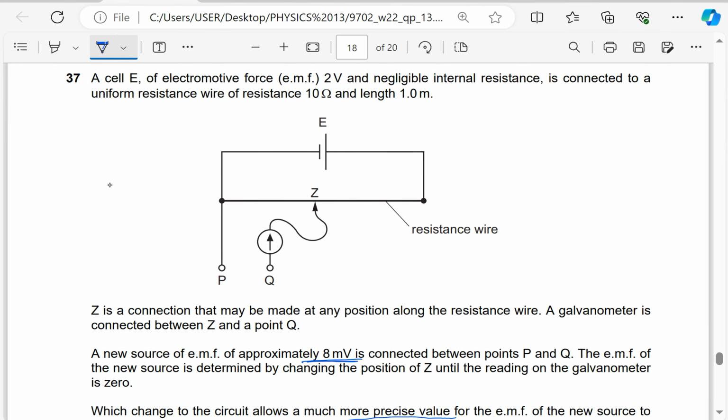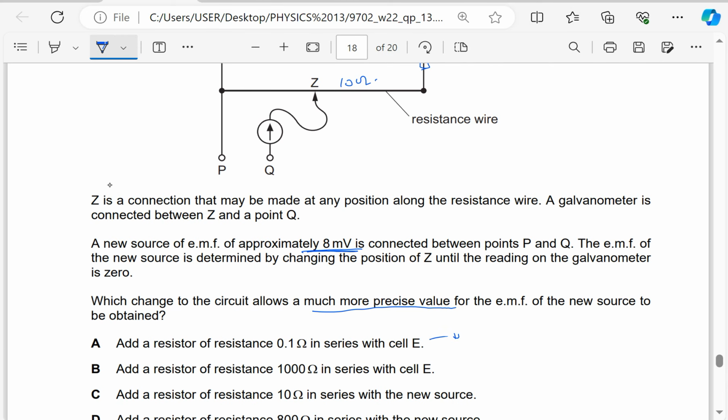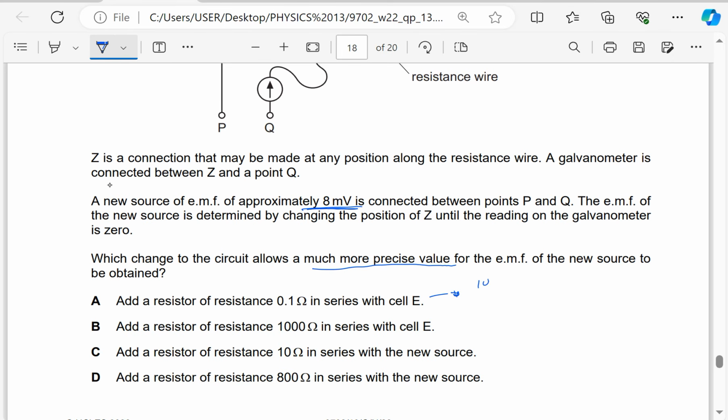So we are putting here a resistance of 0.1 ohm in series with cell E. Remember, the wire was 10 ohms. So let's try to find the PD across the wire in this case. The PD across the wire is going to be, using V out equals R out over R total times V supply, where the supply is the EMF E. So this is going to give us 10 divided by 10 plus 0.1 times E.